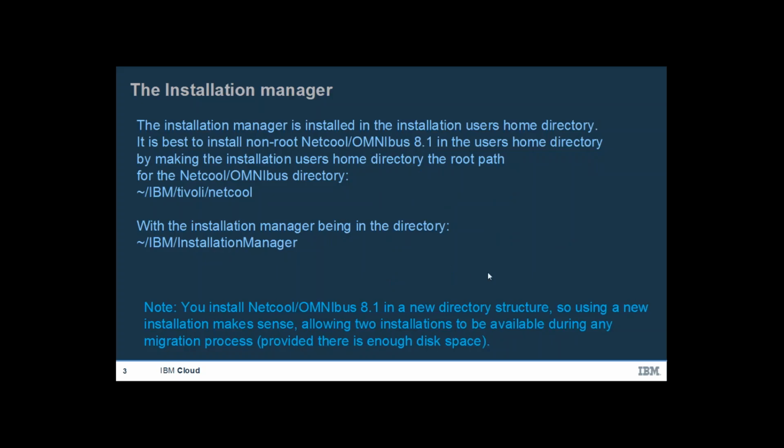It's best to use the user's home directory as the root directory for Netcool Omnibus, and that way you keep the install manager in the same full path as Netcool Omnibus. You can move that around, or keep everything in one place rather than having it distributed amongst different file systems. So the recommendation is to use a user's home directory and set that home directory to be the Omnibus directory, or have the Omnibus directory or Netcool home within that directory.